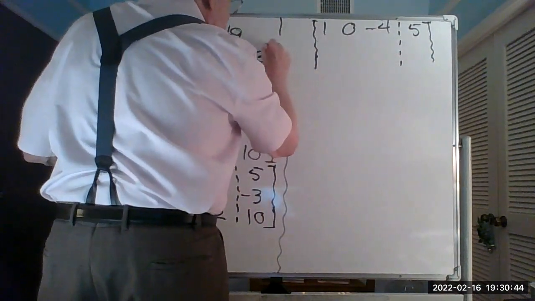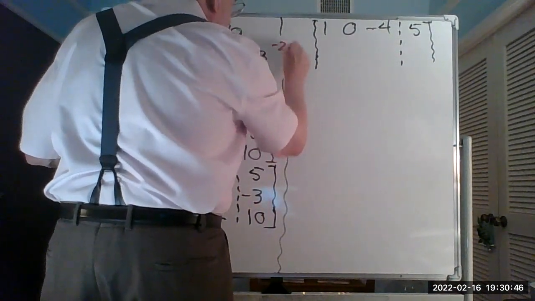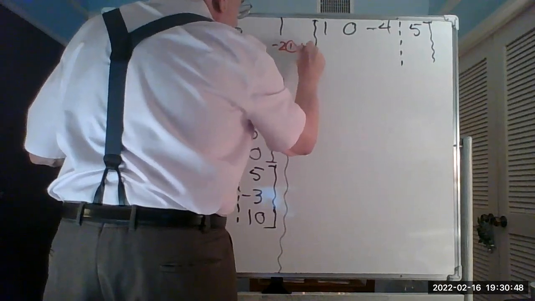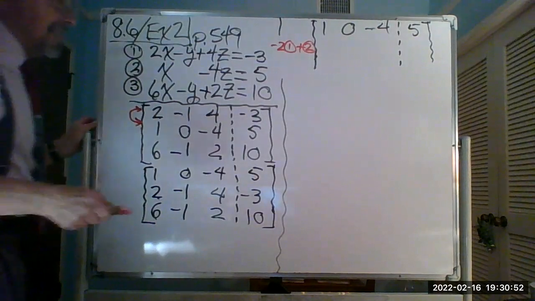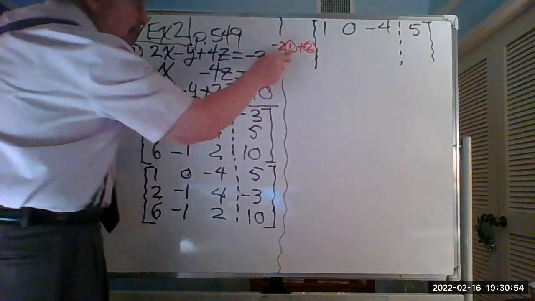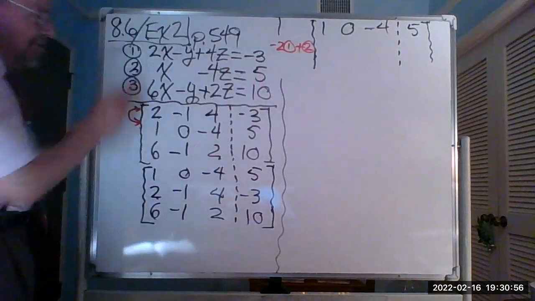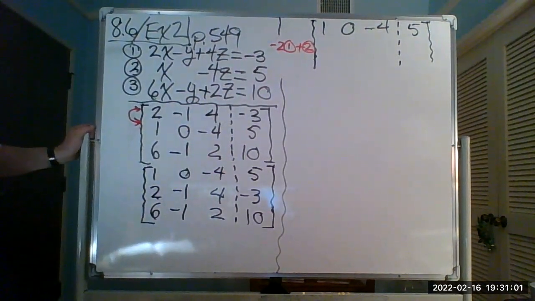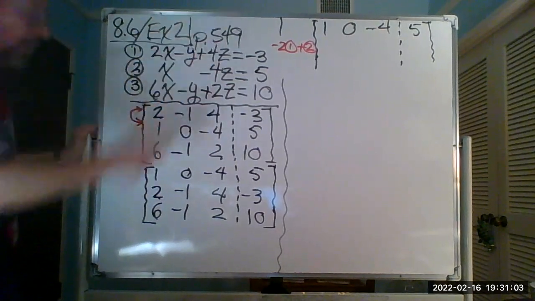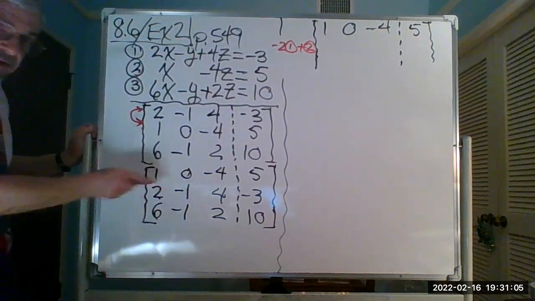So right here, I'm going to go -2 times row 1 plus row 2. In my symbology, I put the rows with circles around them, just like I do over here. And if I have a number in front of it, then I'm multiplying that row by that. And I'm doing that operation to this matrix right here.